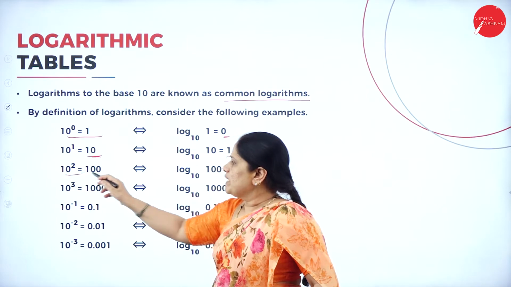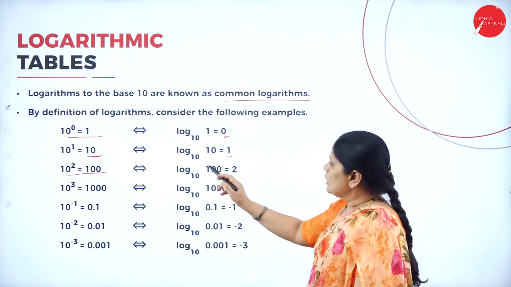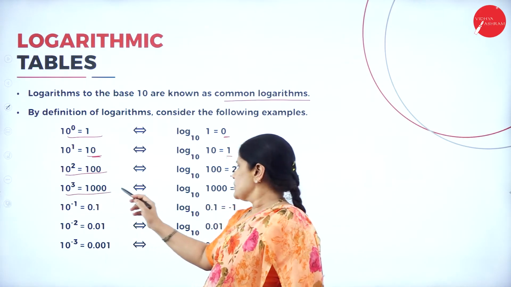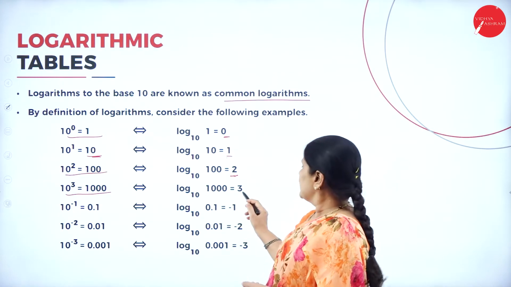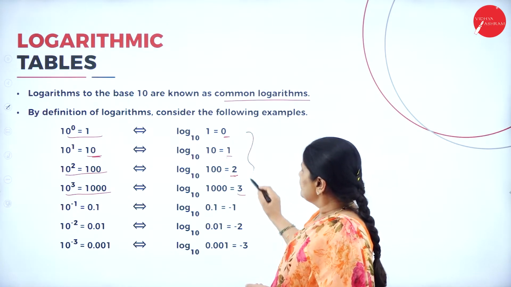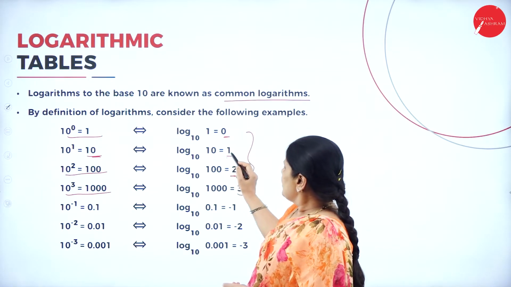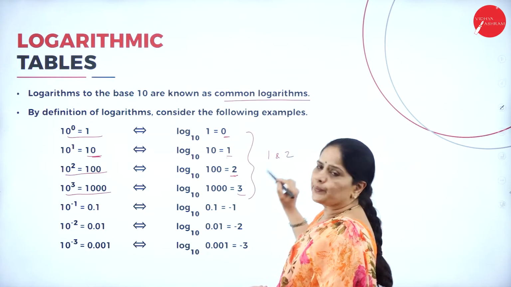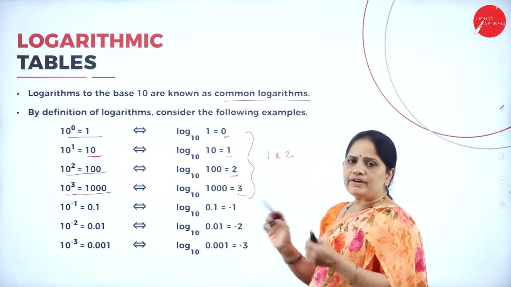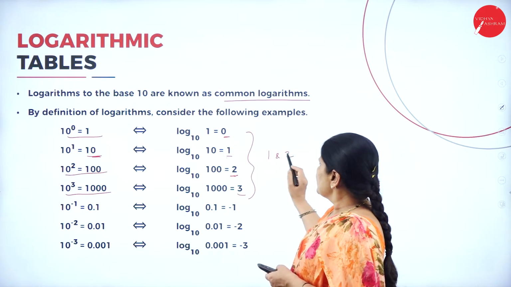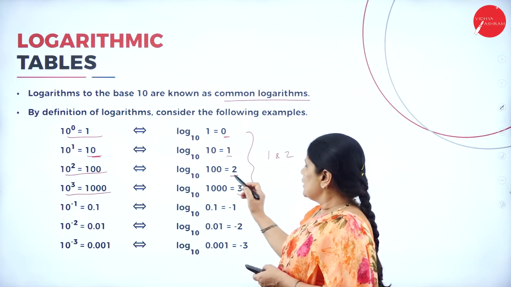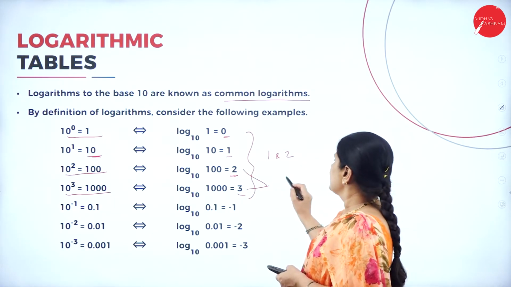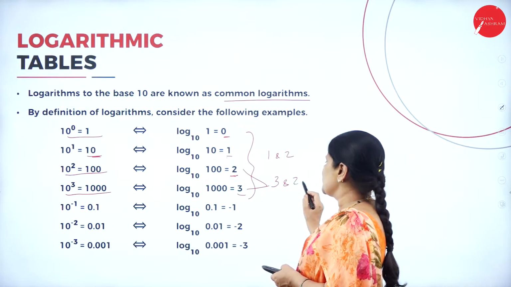Then 10 to the power 2 equals 100. So log 100 to the base 10 is 2. 10 to the power 3 equals 1000. So log 1000 to the base 10 equals 3. Now if you observe this, the log values of numbers between 10 and 100 lie between 1 and 2. So all the numbers, all fractions, decimals, everything between them lie between just 1 and 2, and the log values of numbers between 100 and 1000 lie between 2 and 3.